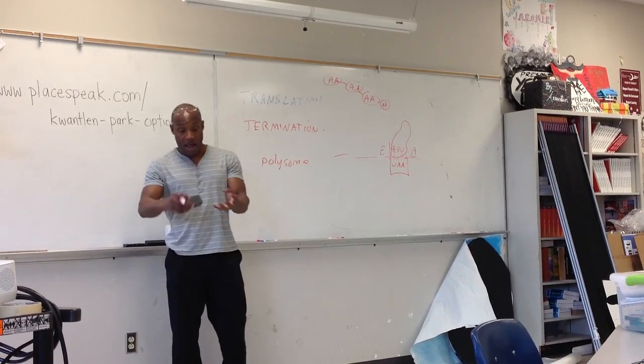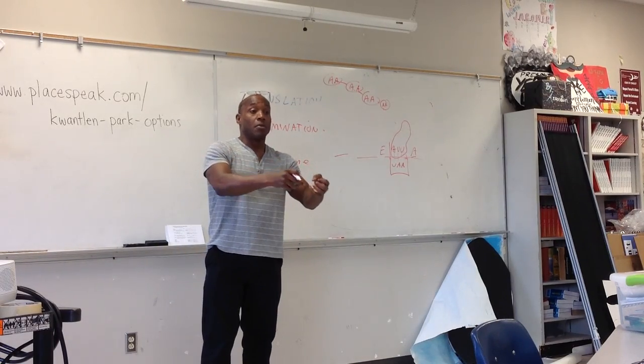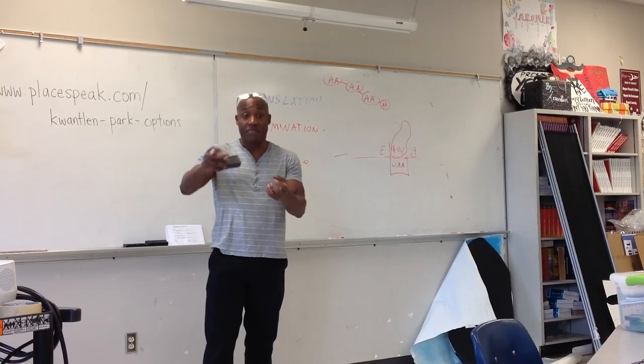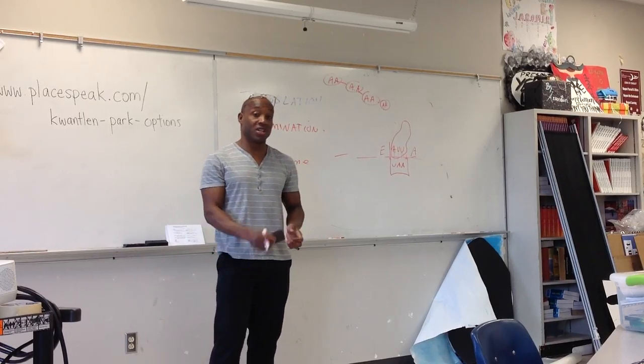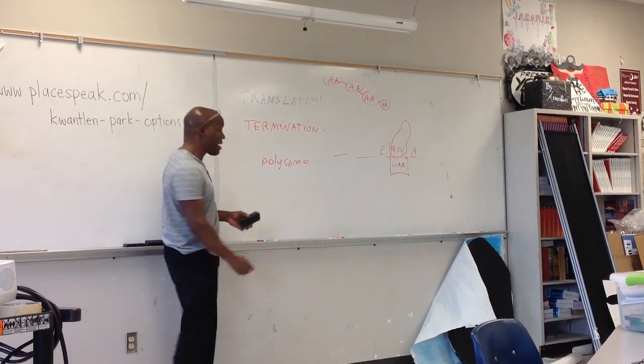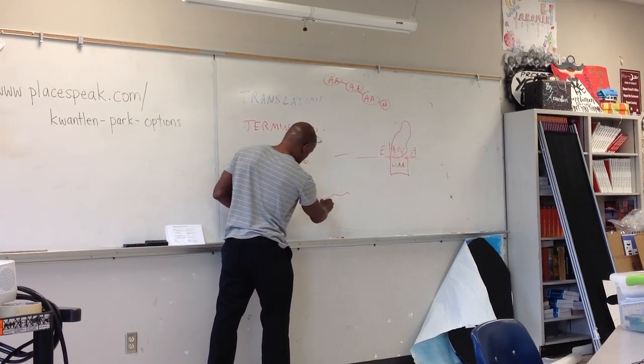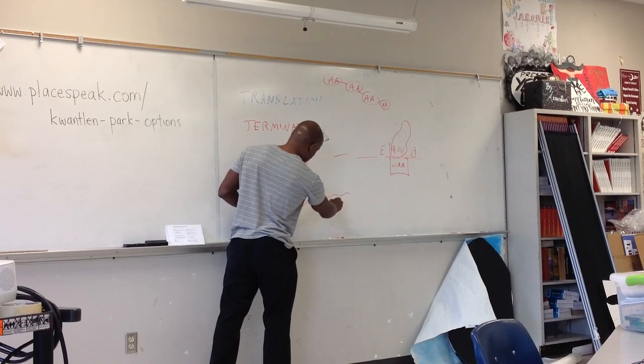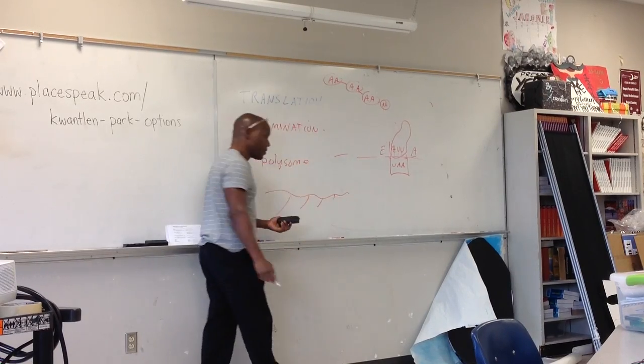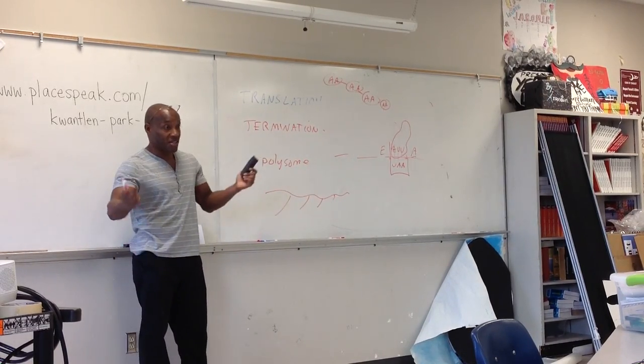So you can have several ribosomes along a messenger RNA. It's really neat. You can actually see this in electron microscopy. You see this in an electron micrograph, okay?